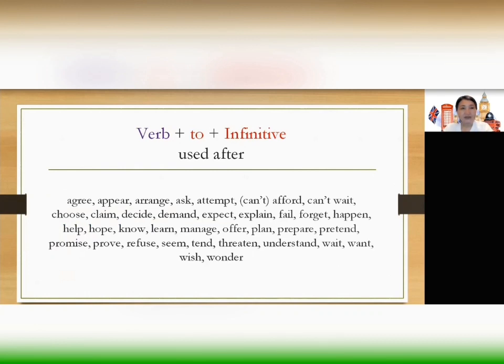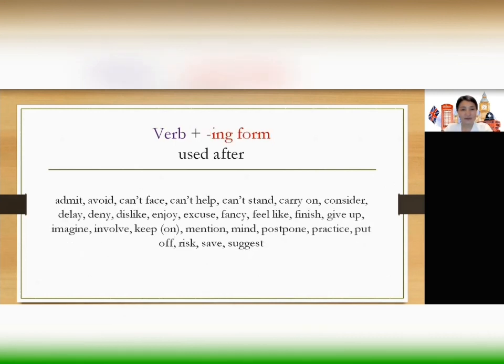Now, when in the sentence there are a verb and to and infinitive, they are used after certain verbs. For example, agree, appear, arrange, ask, attempt, can't afford, can't wait, choose, decide, expect, forget, happen, help, pretend, promise, and so on. You have to try to learn by heart all these words.